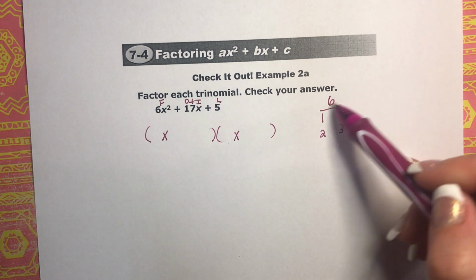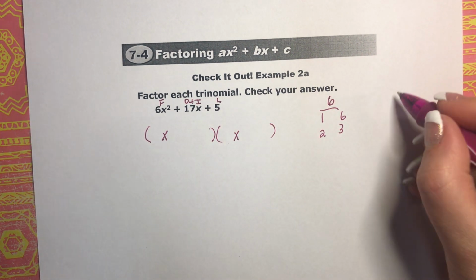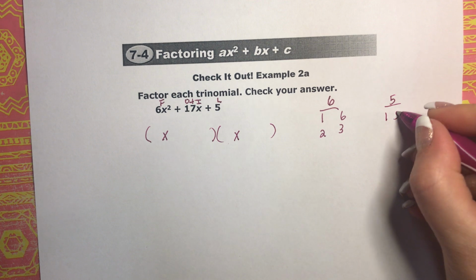So, but that's okay, that's fine. So I have 6 there. Then I'm going to write the factors of 5. The factors of 5 are 1 and 5.